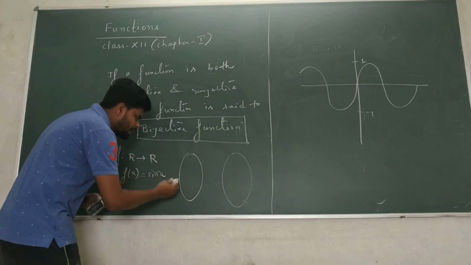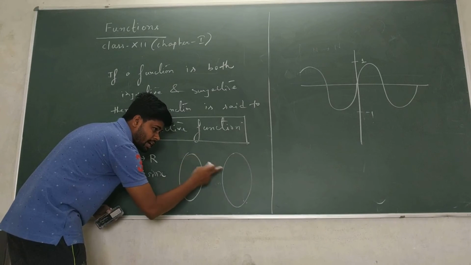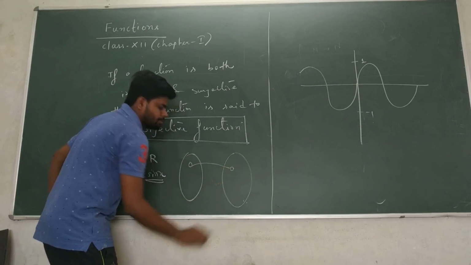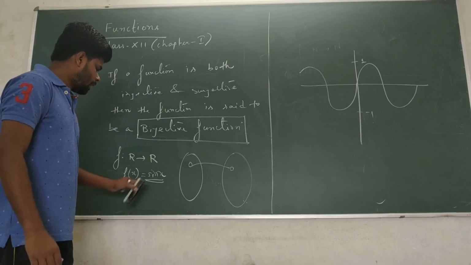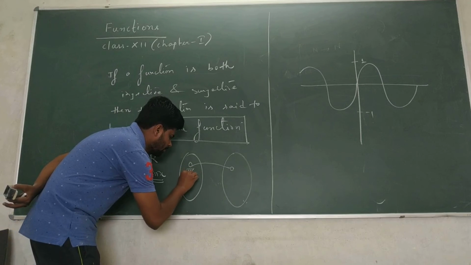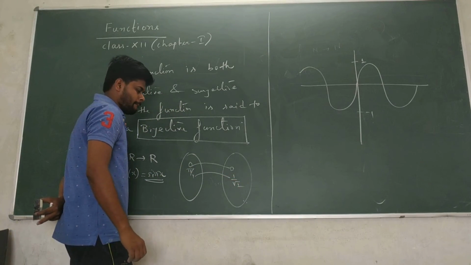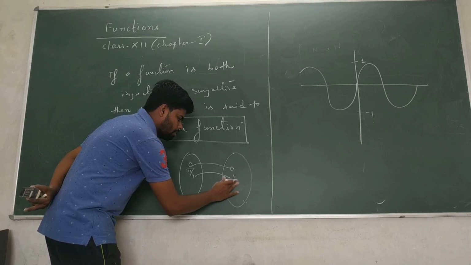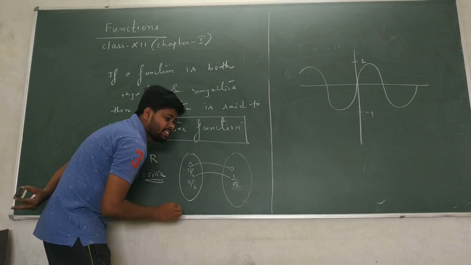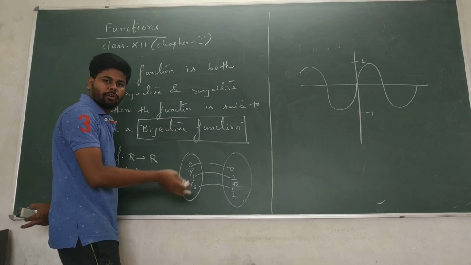So if I put anything from the real numbers into this function, sine, what is sine 0? 0. 0 will go to 0. Correct? Now if I tell you, what is sine pi by 4? If I take pi by 4 here, it will give 1 by root 2. Then sine, if I take pi by 6, sine 30 is 1 by 2. Like this we will go on.